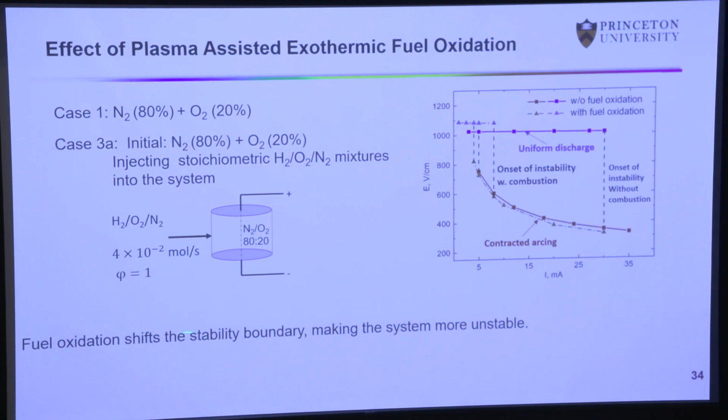So therefore, the fuel oxidation gives heat release that dramatically enhances the plasma instability, making the plasma chemistry strong, and then making the system unstable. So this is consistent with what we say in terms of that experimental observation.